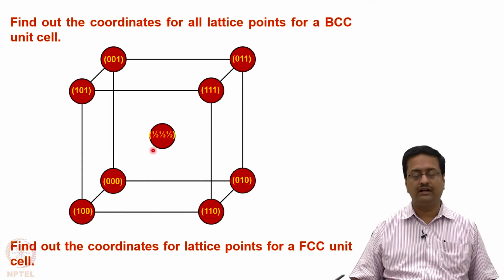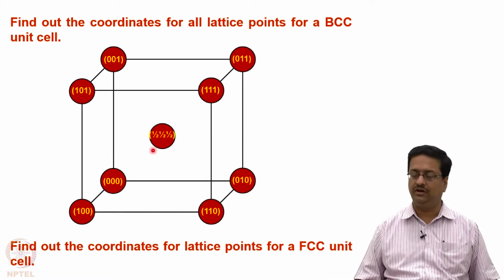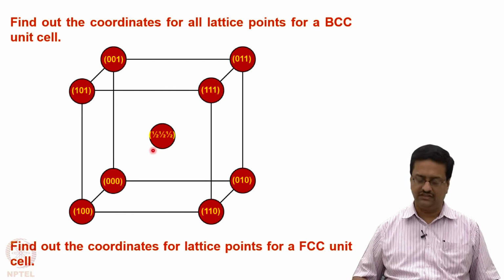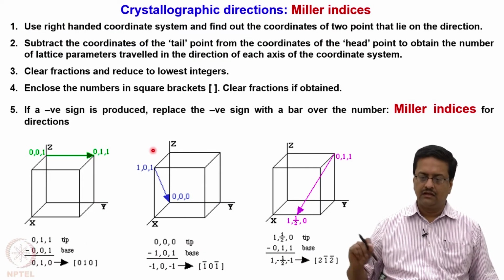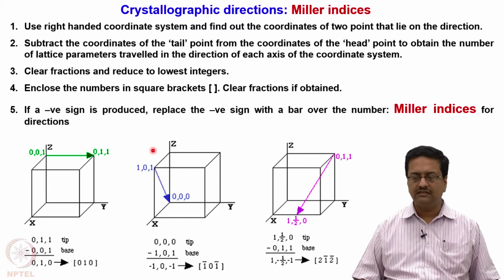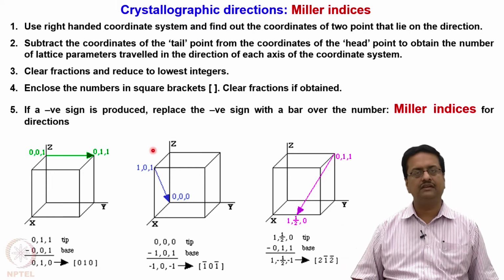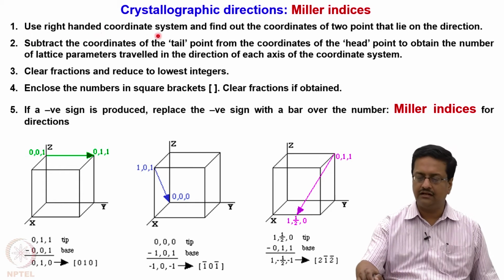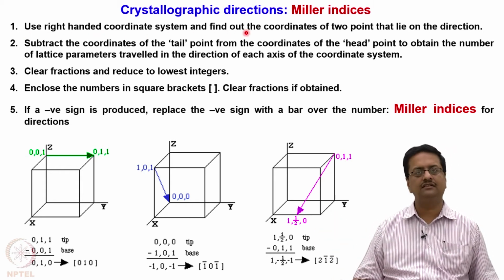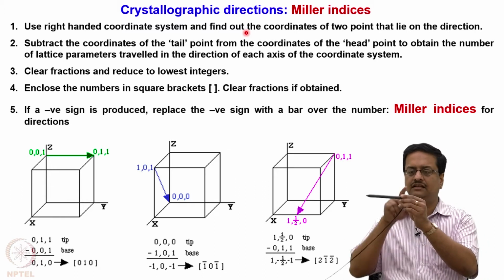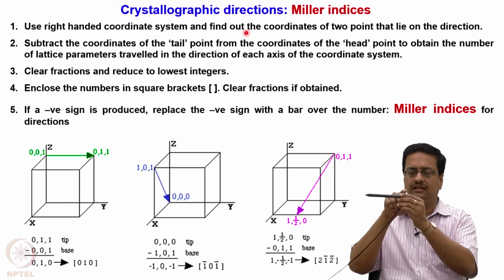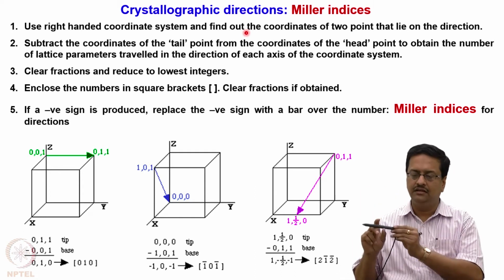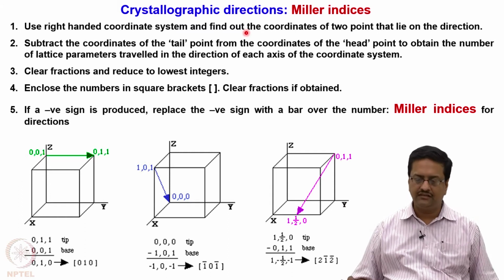For your homework, find out the coordinates of the lattice points for the FCC unit cell. Now let us try to identify the crystallographic directions and the corresponding Miller indices for them. Once again, we use the right-handed coordinate system to find the coordinates of the two points that lie on the direction. Suppose this is the direction; I want to find the two points, the bottom point and the top point, and determine the corresponding coordinates.